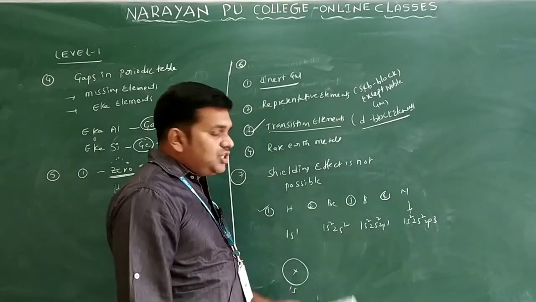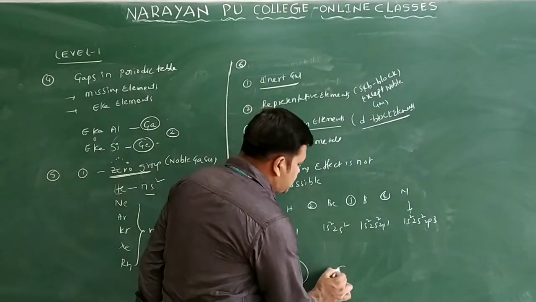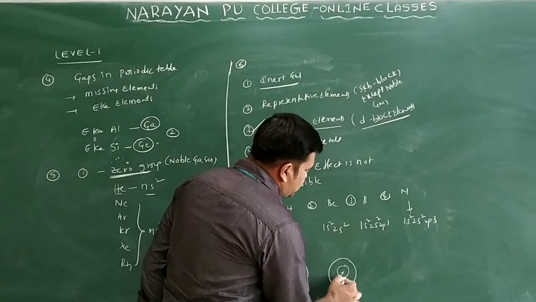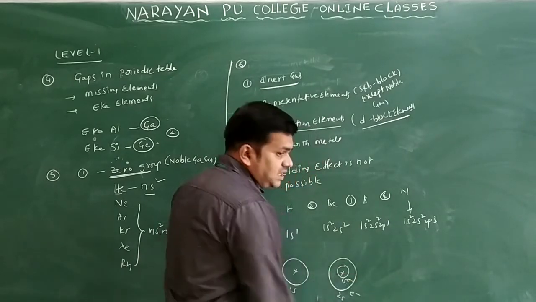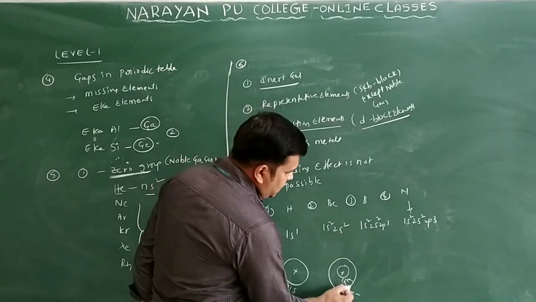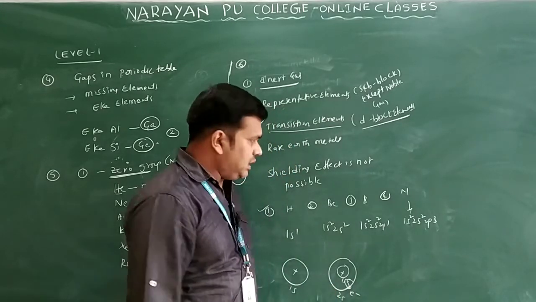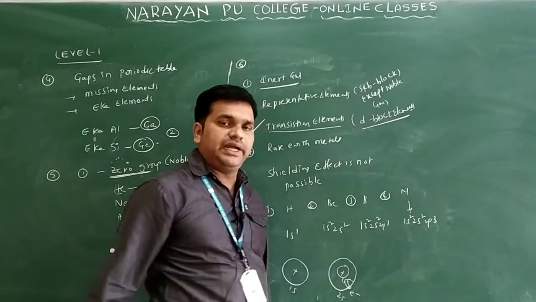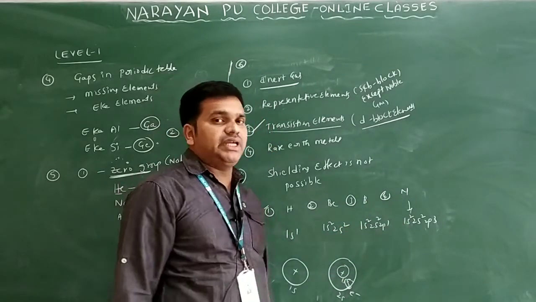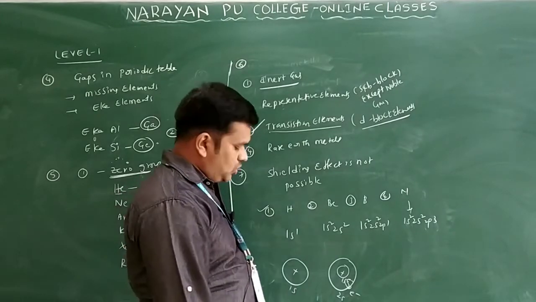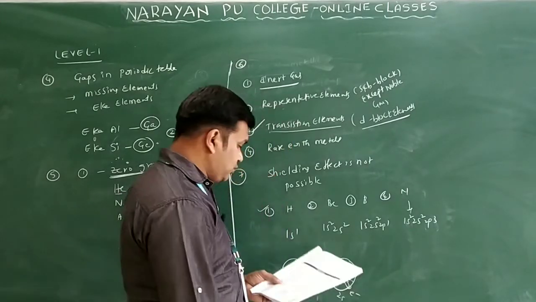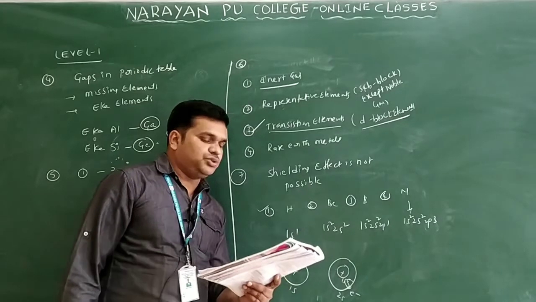Hydrogen. But come to beryllium, what happens here? This is 1s and this is 2s. 2s electrons are there, 1s electrons are there, so some repulsions are created. Like this boron and like this nitrogen. The one not having inner electrons is hydrogen only, because the configuration is 1s1. So hydrogen is the answer for this question.